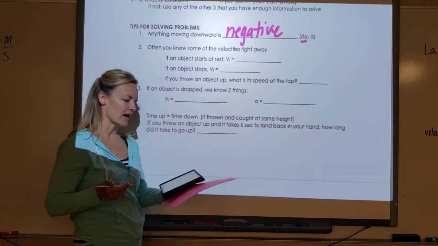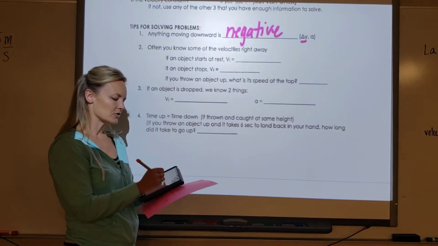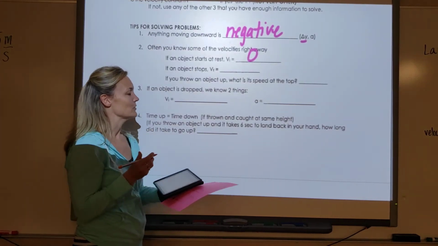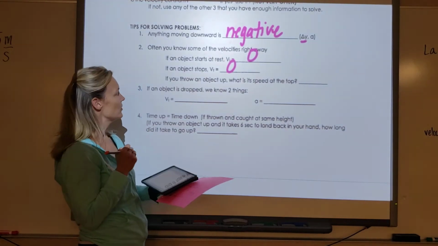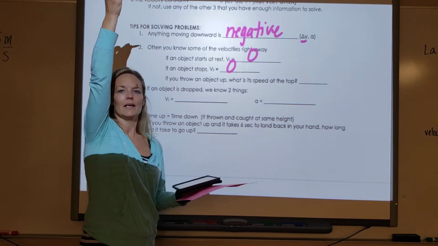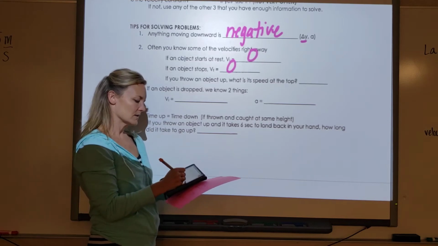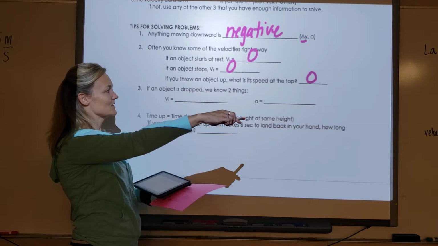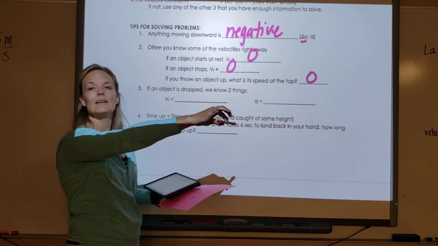Sometimes you know some of the velocities right away. If you start at rest, you're stopped, your initial velocity has to be 0. If you're moving and then you come to a stop, your final velocity is going to be 0. And if you throw an object up, it slows down, hits the top at 0, and then speeds up as it goes back down. So the speed at the top is equal to 0. If an object is dropped, automatically we know 2 things right away. Vi is 0.